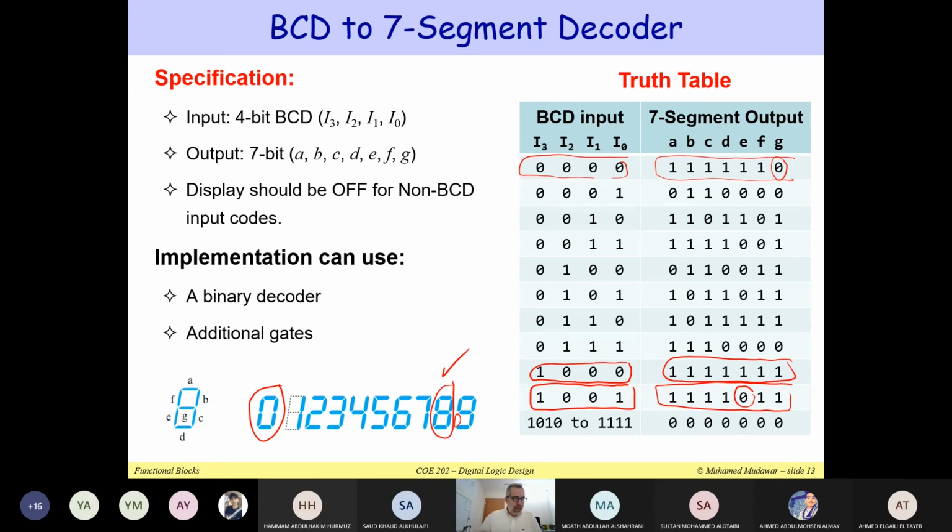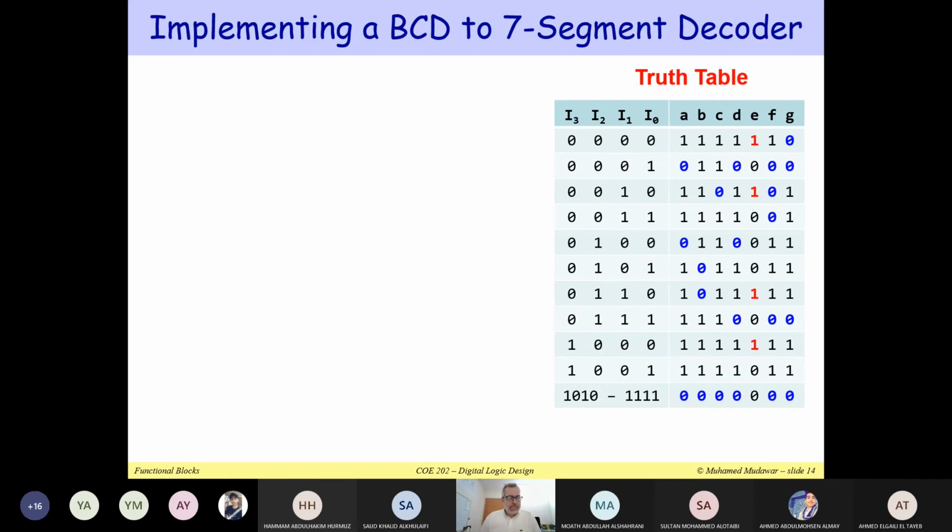Right, so this is the truth table. So we have the truth table now. Now we would like to implement the BCD to 7 segment decoder. How am I going to do this? Well, this is easy. We can actually implement it using a binary decoder plus additional gates.